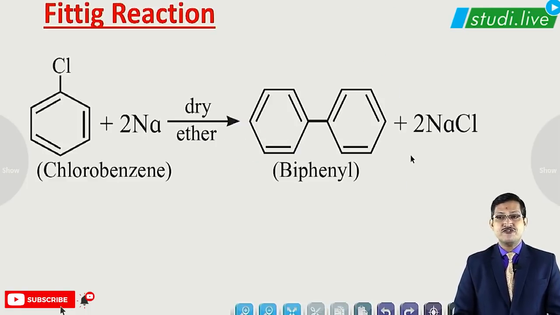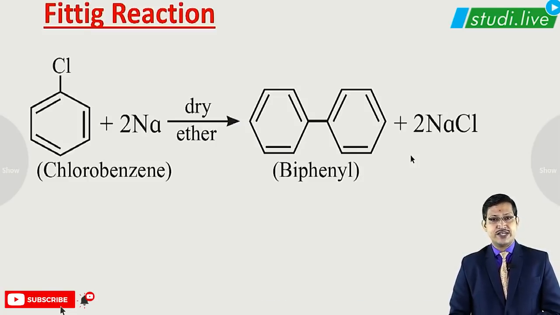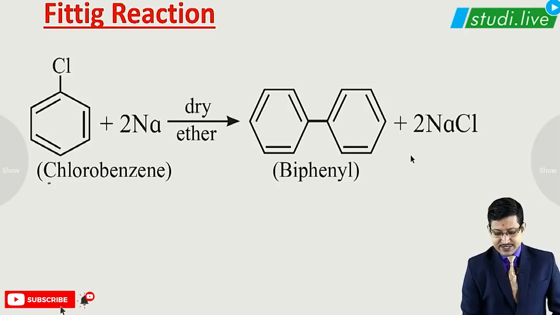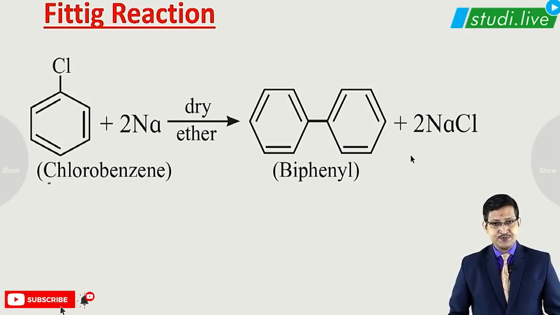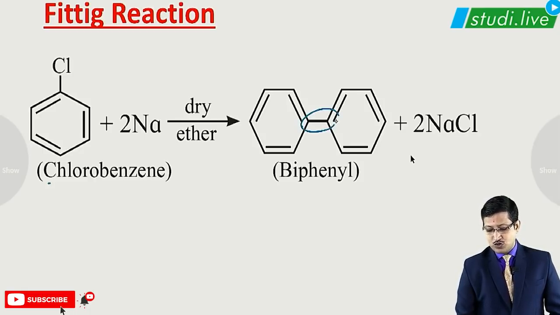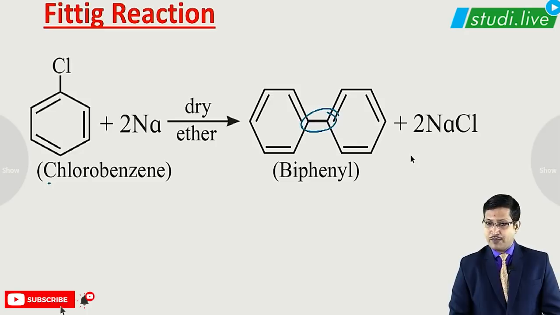The next one, Fittig reaction. Now in case of Fittig reaction, what exactly is Fittig reaction? It is chlorobenzene, yes, this is chlorobenzene, will combine with twice Na, sodium metal, and this gives you the formation of a diphenyl ring over here. This is the diphenyl, biphenyl ring.